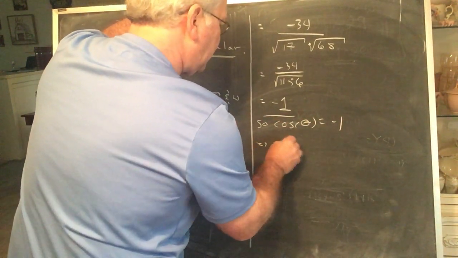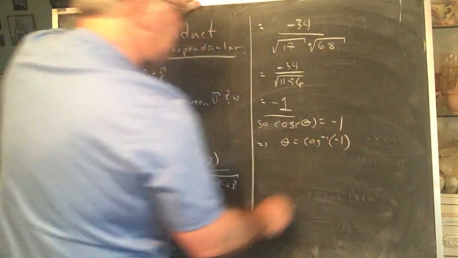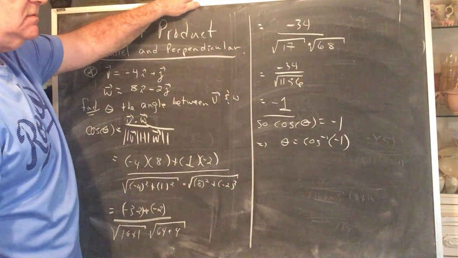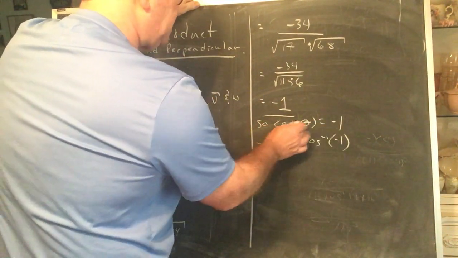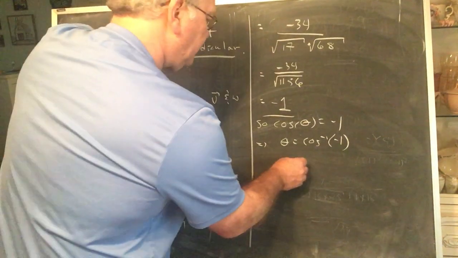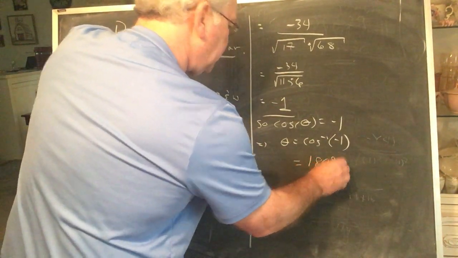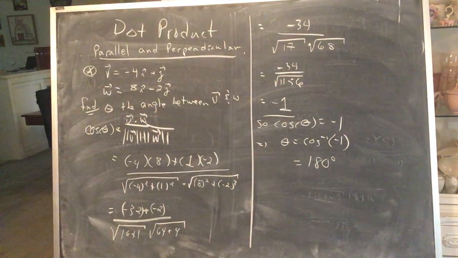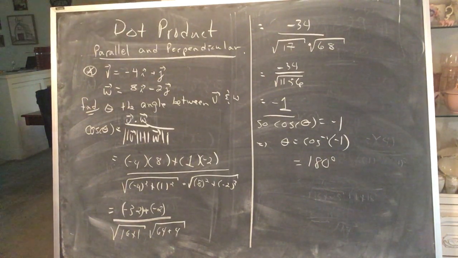So that implies that theta is cosine inverse of negative 1. Take the cosine inverse of both sides of the equation, and cosine inverse of negative 1 in degree measure is 180 degrees. What that means is these two vectors are opposite each other. They are parallel to each other. They're just in the opposite direction.